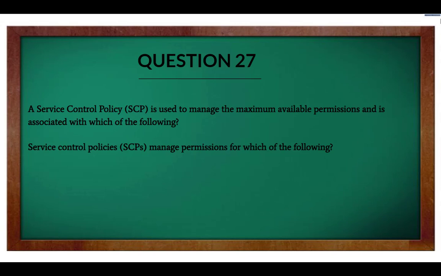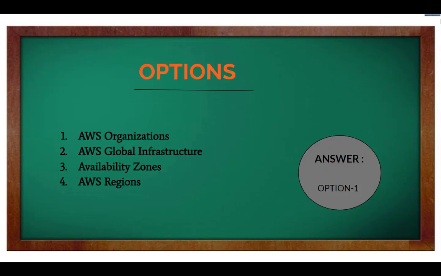Service control policies, SCPs, manage permissions for which of the following? Now here are the options. Option 1. AWS Organizations. Option 2. AWS global infrastructure. Option 3. Availability zones. Option 4. AWS regions. And the right answer is Option 1.